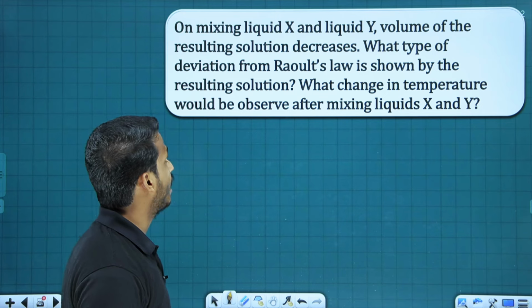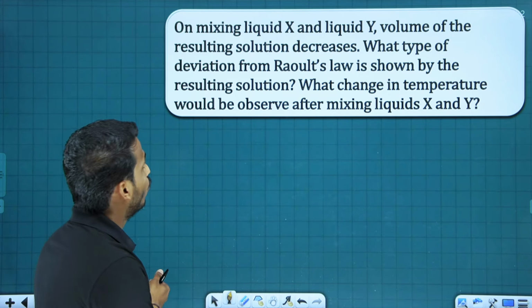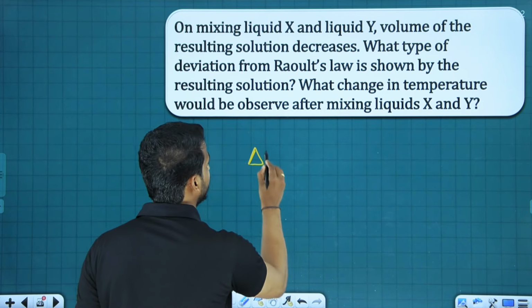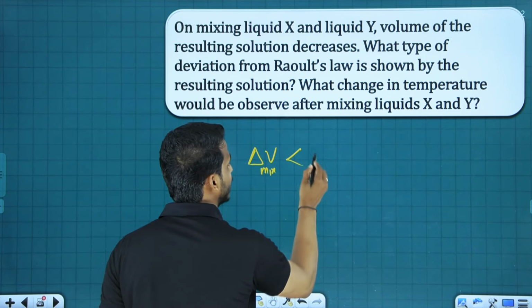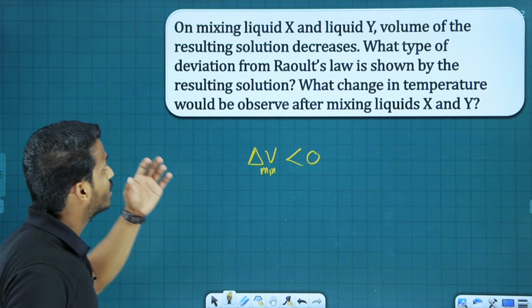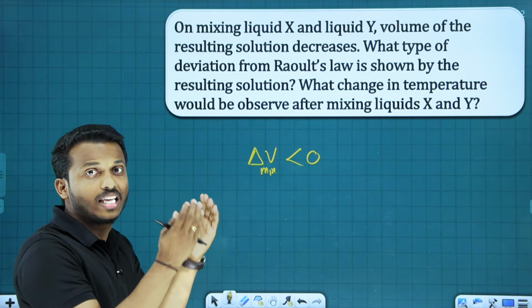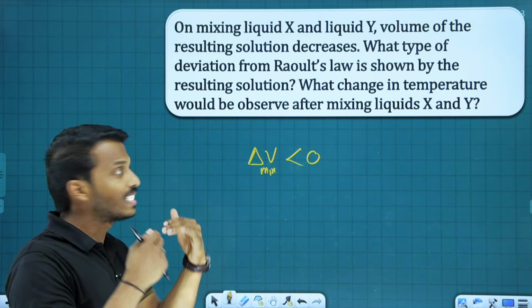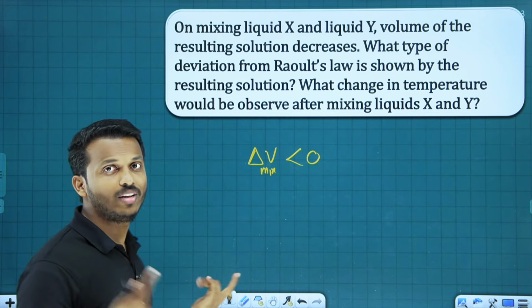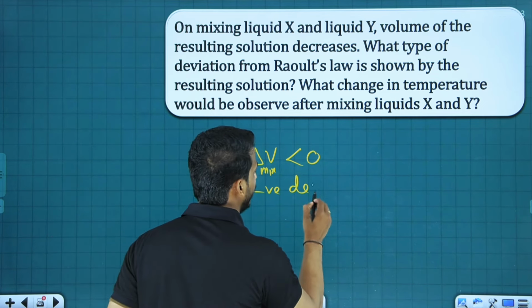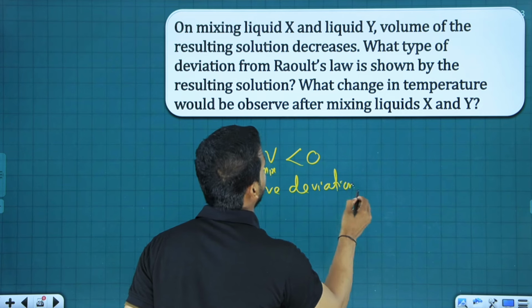Next, on mixing liquid X and Y, the volume of the resulting solution decreases. That means delta V mixing is less than 0. When mixing two liquids X and Y, the volume of the resulting solution decreases, that means delta V mixing is less than 0. What type of deviation is this? Where we studied delta V mixing less than 0, that is negative deviation, right? Negative deviation.